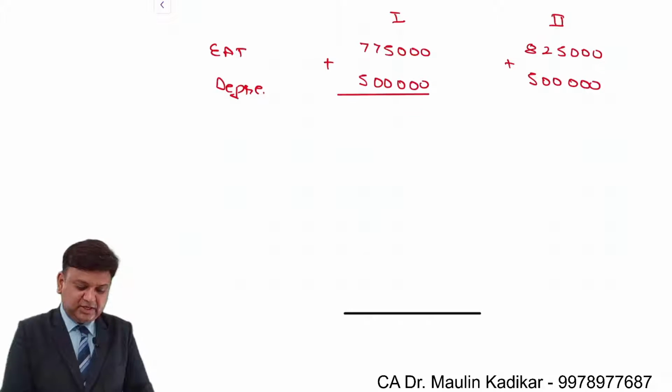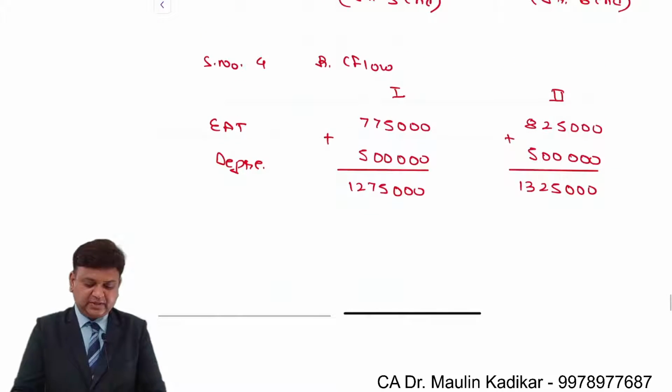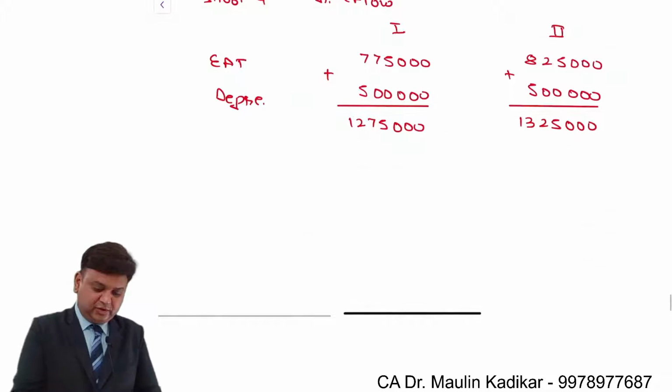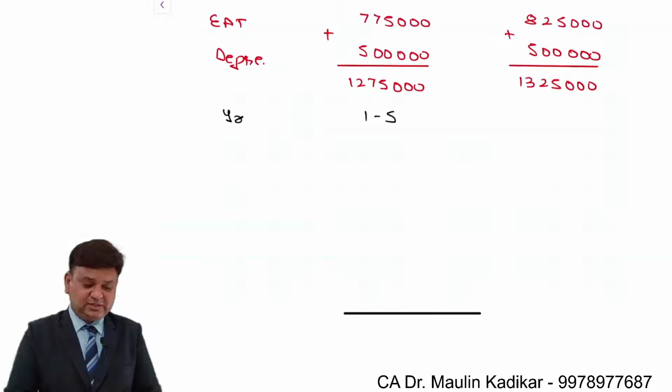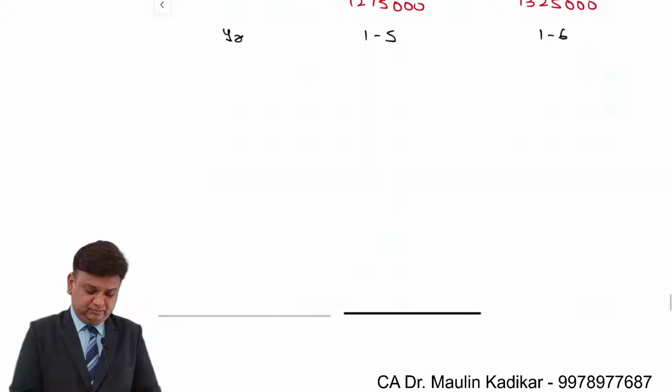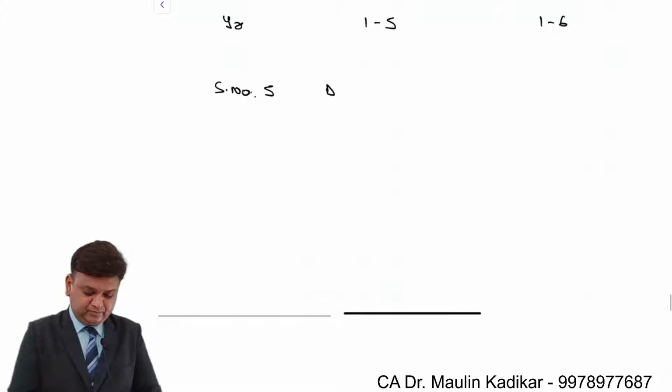So recurring cash flow will be in the first case 12,75,000 and in the second case it is 13,25,000. This is the recurring cash flow. For option number 1 it will be received year 1 to year 5 and for the second one it will be received year 1 to year 6. Step number 5, discounted payback period.